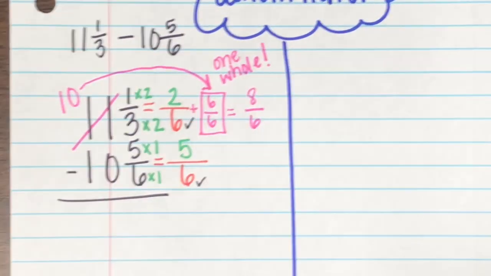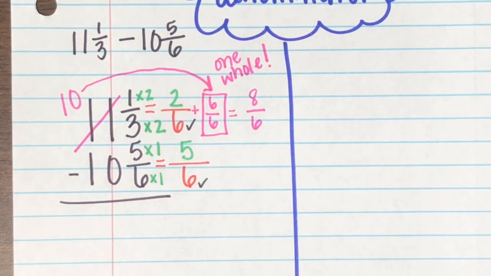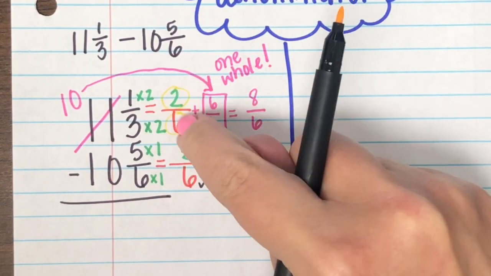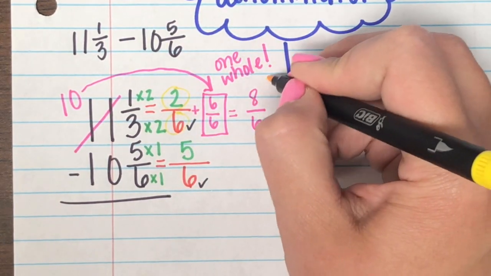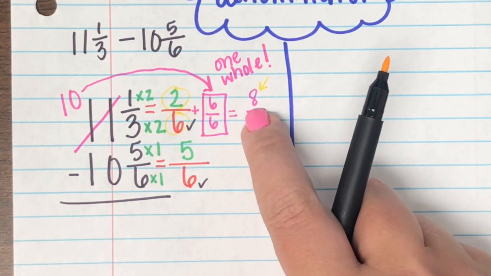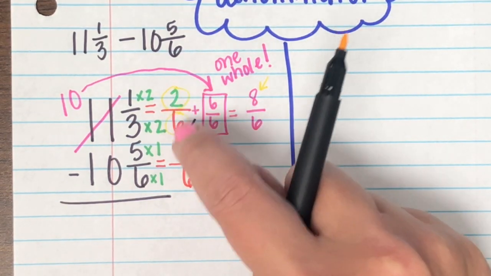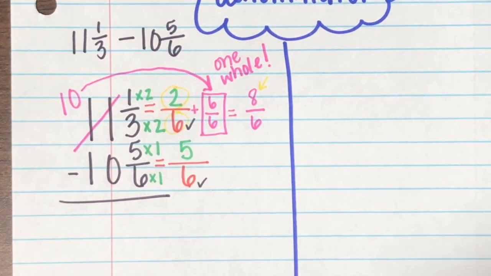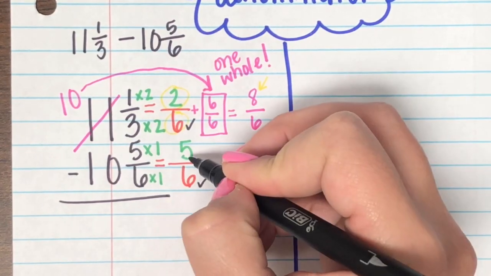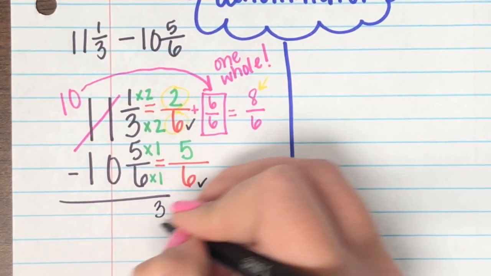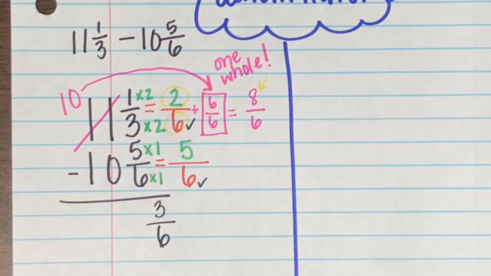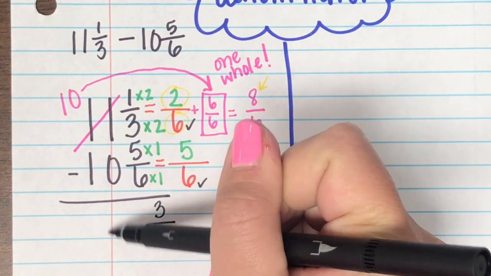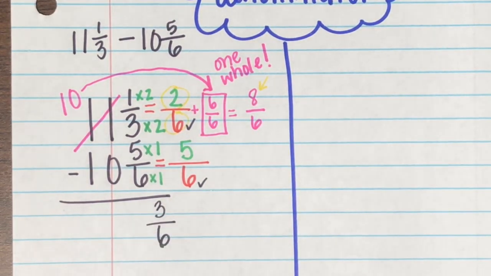If this part confuses you, here's a secret. You take your numerator, you take your denominator, you add them together, and that gives you how much you have to subtract now. So 2 plus 6 is 8. Okay, now I can do some subtraction. So 8 minus 5 is 3. We're gonna keep our denominator. It's gonna be 6. 10 minus 10 is 0. If you wanna write the 0 there, you're welcome to. I don't think we need it though.